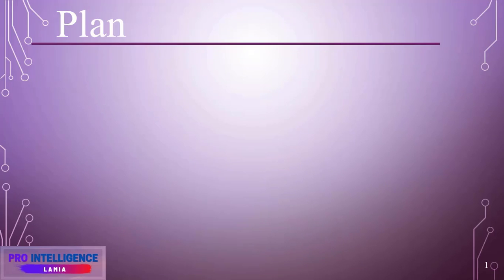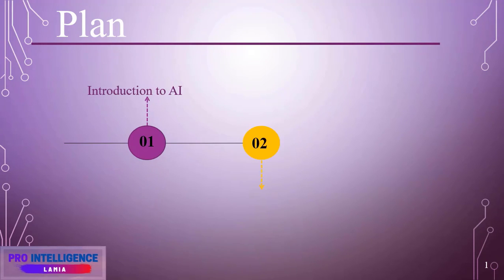Let's start. The plan is divided into three parts. First, we'll see an introduction to artificial intelligence and then we'll see some examples. The third part is an introduction to machine learning.